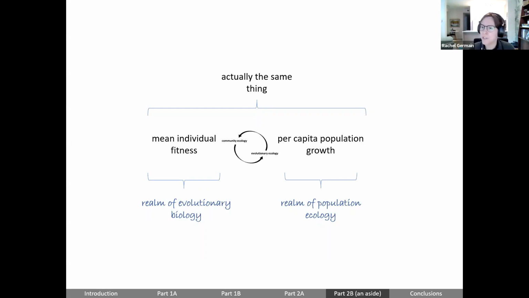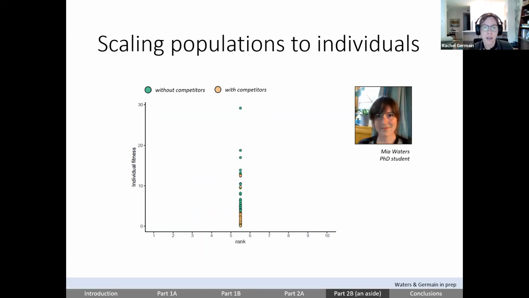So I just want to show you something really quickly that illustrates why that's kind of interesting in a way that you wouldn't expect. So here, I'm going to be scaling populations to individuals. Hey, I'm Mia. So Mia is a PhD student who's been doing invisibility trials with a bunch of different populations in the field. And actually, what's not important here is the competitor without competitor thing. I'm going to unpack this for you, and then you'll see what's interesting here.